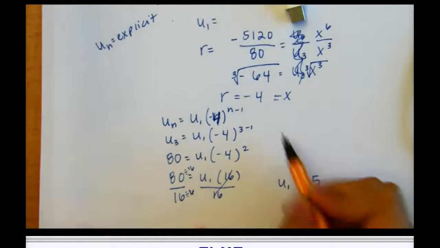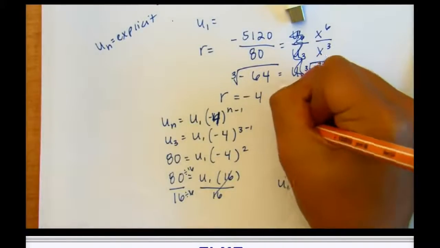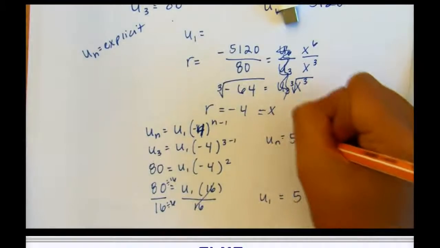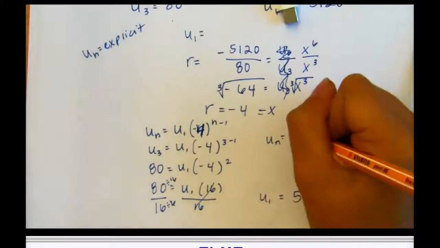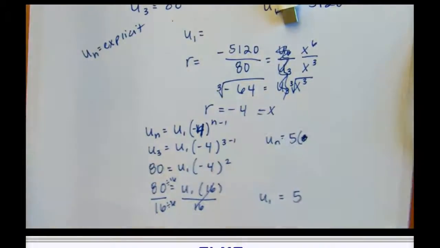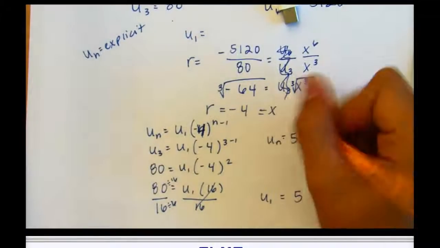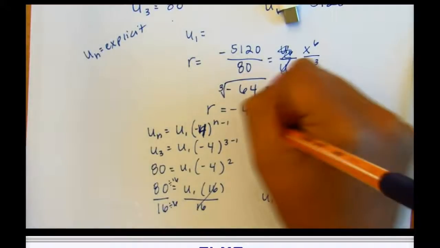So now I've got both pieces to my puzzle. I want to write my explicit formula. U sub n is equal to my first term, 5, sorry, not plus, that would be the explicit form for arithmetic sequences. So u sub 1 times my r, -4, to the n minus 1. And that'll be my final formula.